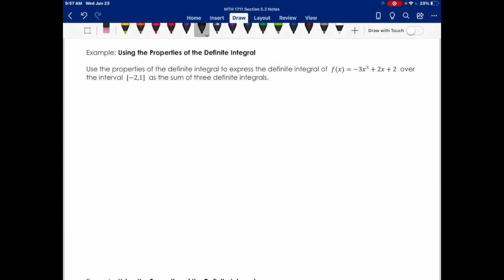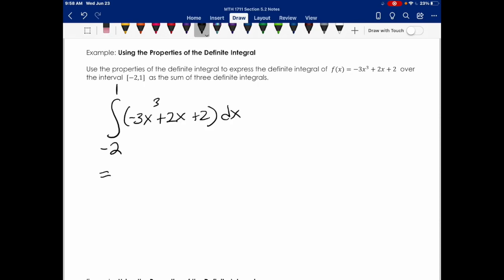So in this example, we're going to use the properties of the definite integral, and we're going to rewrite the definite integral of f of x is equal to negative 3x to the third plus 2x plus 2 over the interval from negative 2 to 1 as the sum of three definite integrals. There's my lower limit from negative 2. Here's my upper limit, 1. And then I have my function, which is negative 3x to the third plus 2x plus 2 dx.